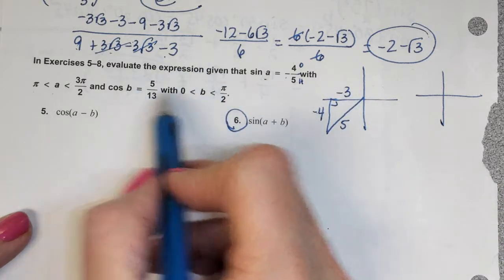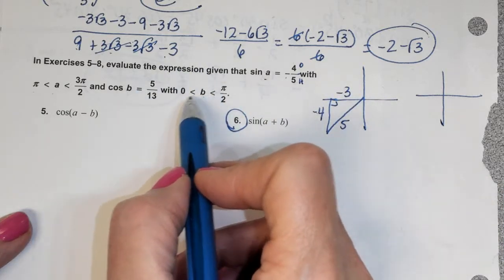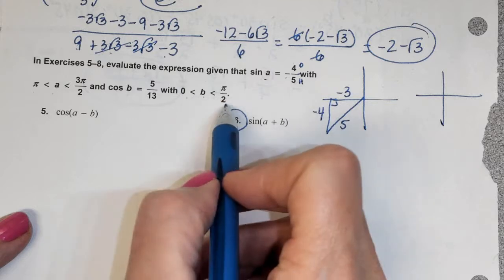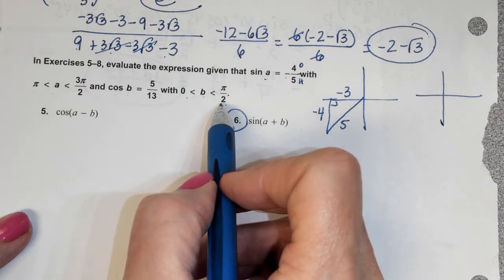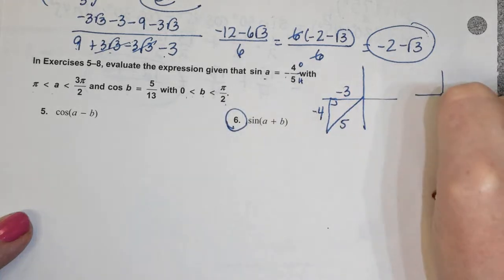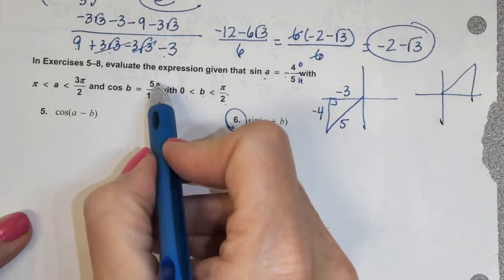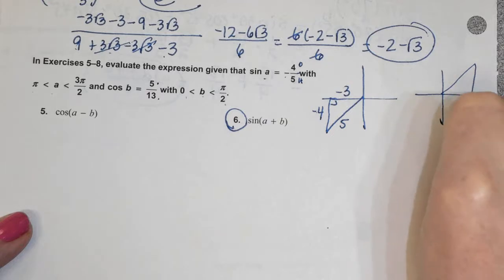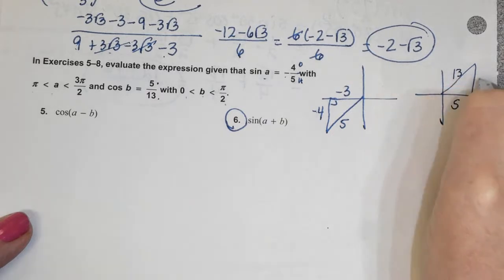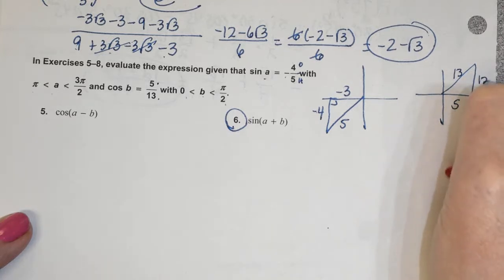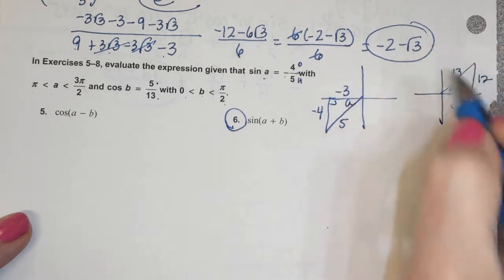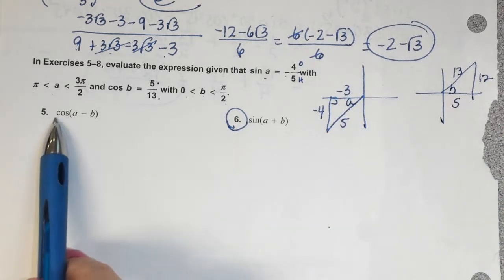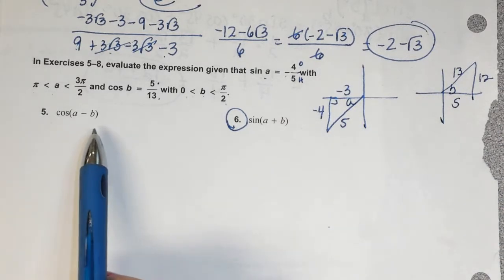Now we have to figure out our other triangle. It says B has to be in between 0 and pi over 2. Which quadrant is that going to put us in? First quadrant. This is adjacent over hypotenuse, so adjacent over hypotenuse. Do we know the missing side here? And this is for triangle B. So now see if you can just write out the formula first.